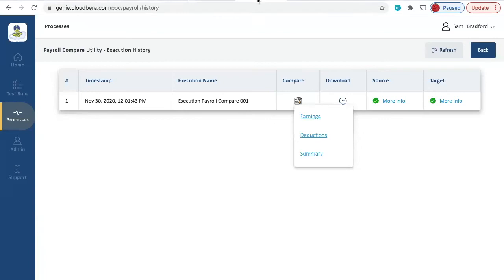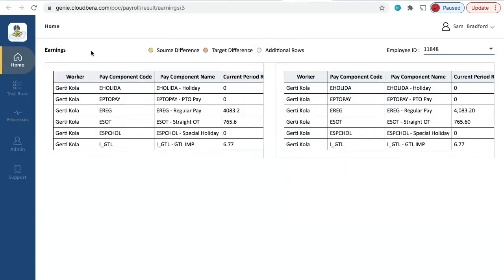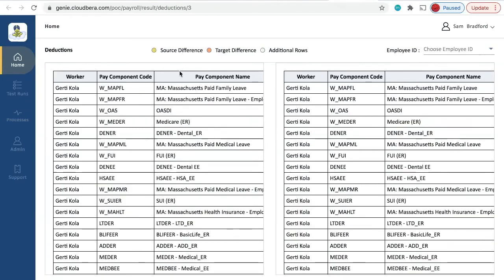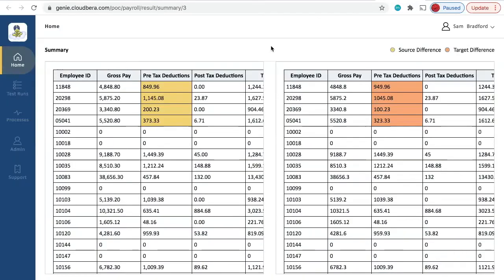Any variances between payrolls, including earnings, deductions, and taxes at the pay component level, are flagged so the payroll team can look into the variances. Here's a glimpse of the earnings comparison for an employee in the two tenants. Similarly, this is the deductions comparison, and here is a summary of the taxes. As mentioned, any variances can therefore be analyzed and rectified if needed.